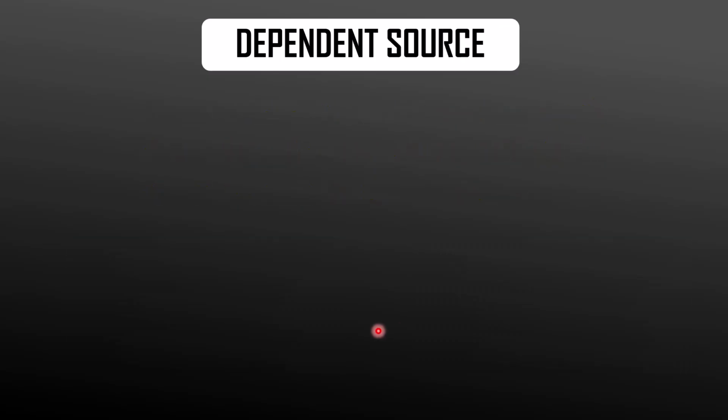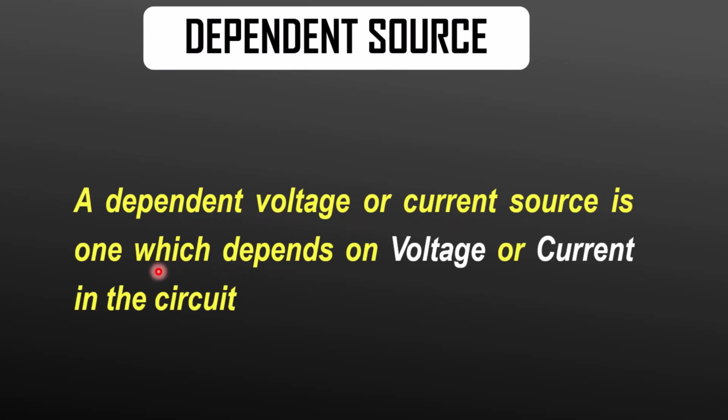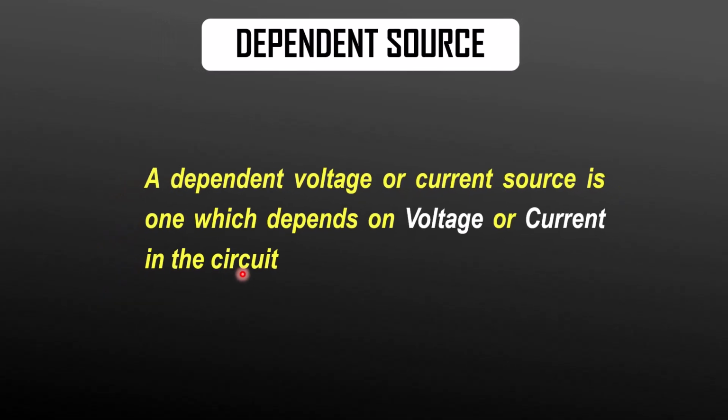So now let's see what is a dependent source. A dependent voltage or current source is the one which depends on the voltage or the current in the circuit. It means that these sources depend on the voltage or the current elsewhere in the circuit. There are four different types of dependent source.